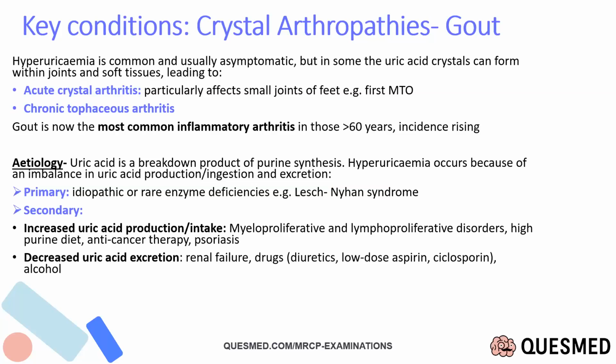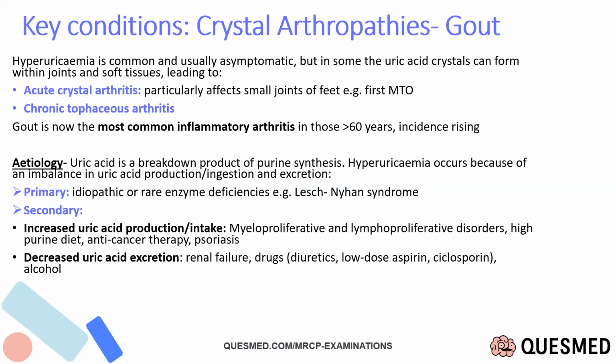And so gout, as you know, is hyperuricemia, but you can have hyperuricemia without having gout. Basically, you can get the acute crystal arthritis, where the uric acid crystals crystallize out into the joints and cause an inflammatory response. And typically this affects the small joints. The first MTP. And you can also get chronic tophaceous arthritis, where you get these lovely gouty tophi in the ears or on the side of the fingers. And gout is now the most common inflammatory arthritis, in particular in those older than 60.